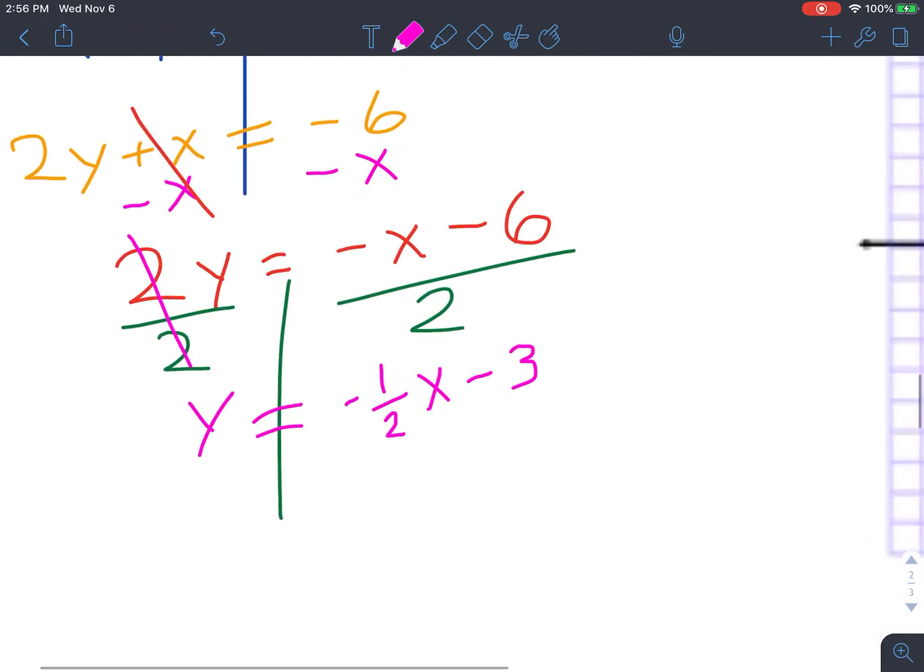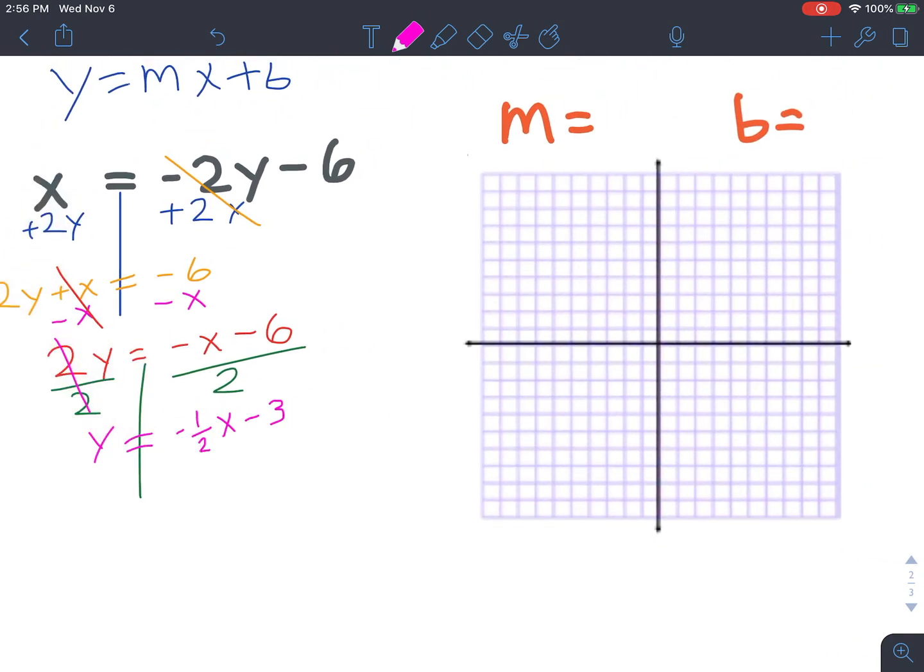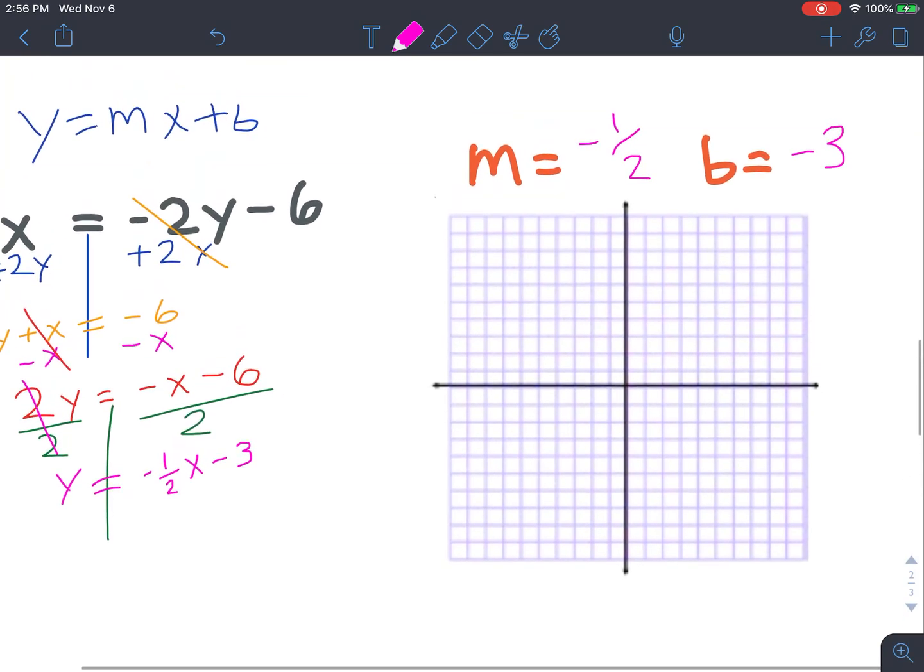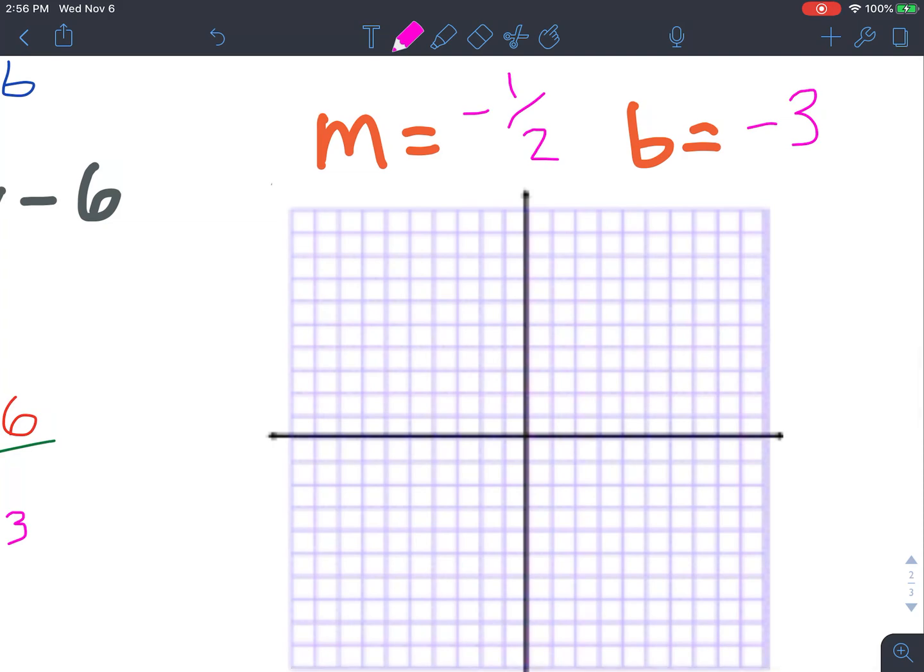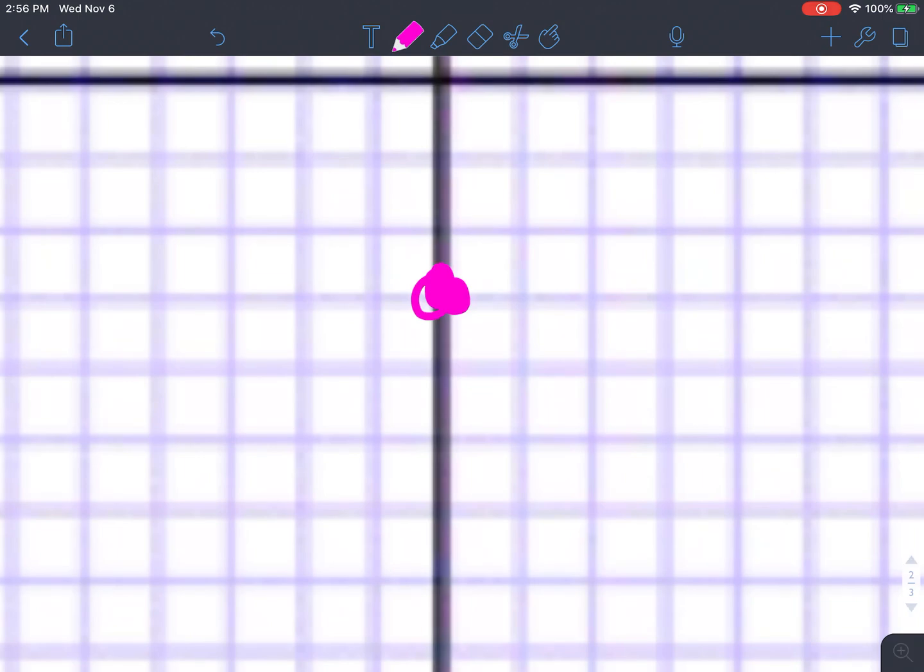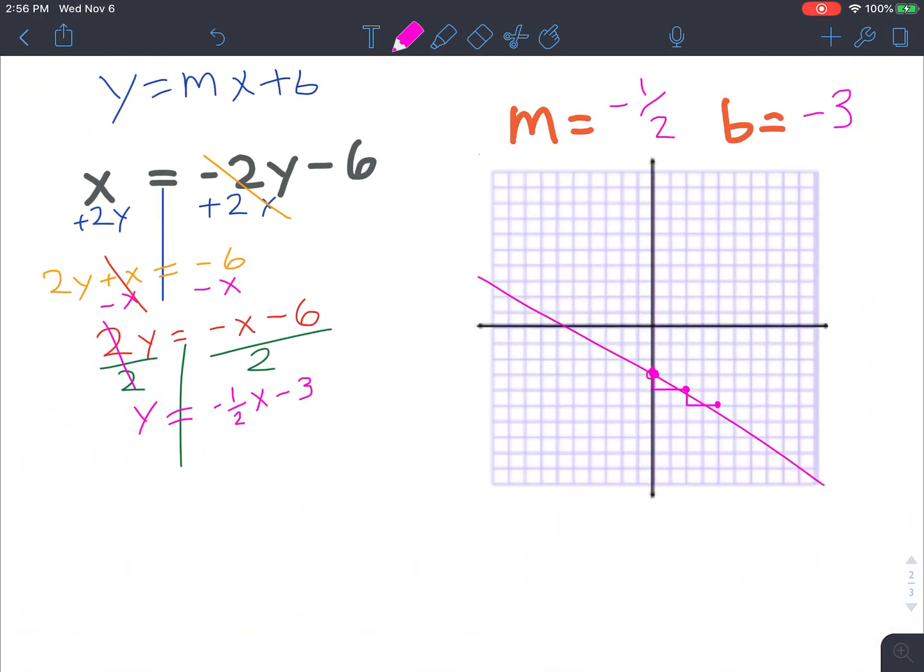So this would be in slope-intercept form now. I can fill these things in, and say my slope is -1/2. My y-intercept is at -3. Like we said before, we start at the y-intercept. So I'm going to go down 3, because that's where -3 is, and put a point right there. Now I use my slope, which is -1 over 2. So I'm going to go down 1 because it's -1 over 2. There's my next point. Do the same thing. Get your third point. Then I can draw my line through.